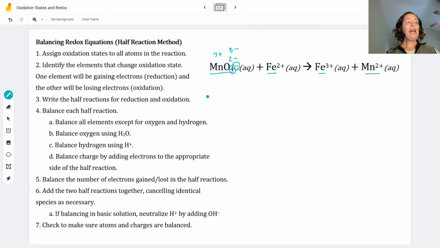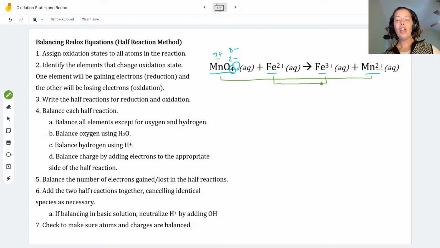Okay, so now we want to identify the elements that are changing. Now in this one, I don't have that many elements to choose from, so it's kind of obvious, but still we'll mark it out. So you can see my manganese has gone from +7 to +2, so manganese is changing, and iron is also changing because it's going from +2 to +3. So at this point, really, you just need to know the two elements that have changed. You don't necessarily, at this point, need to identify which one is reduction or which one is oxidation. You can, but you don't have to. You just want to know which ones are changing.